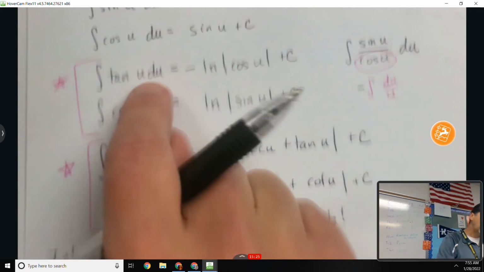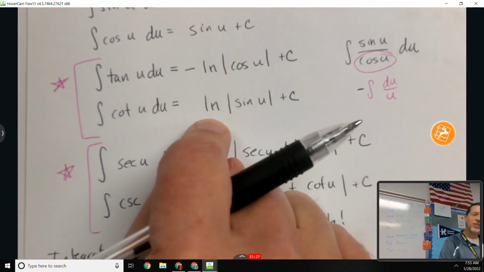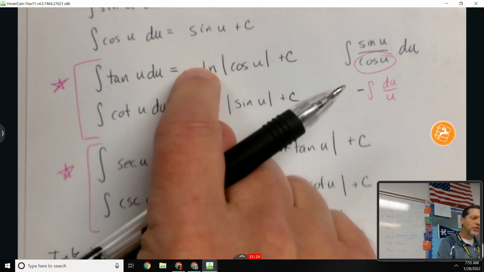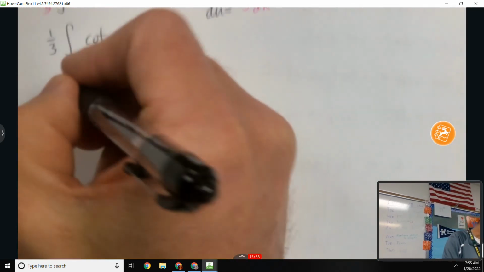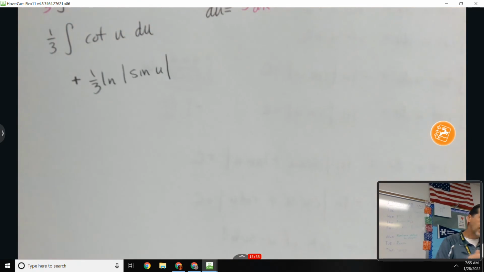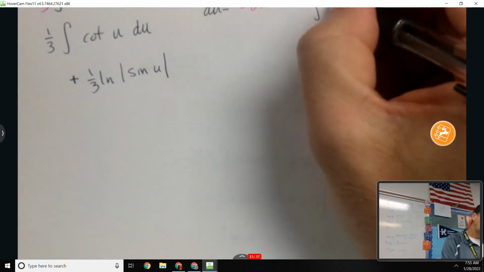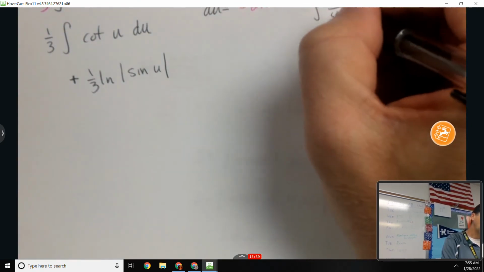So I did the transformation right, but I had the original wrong. The original one has a negative. The tangent has a negative. Cotangent does not have a negative. And if I had written this as cosine over sine, I might have figured that out as well.